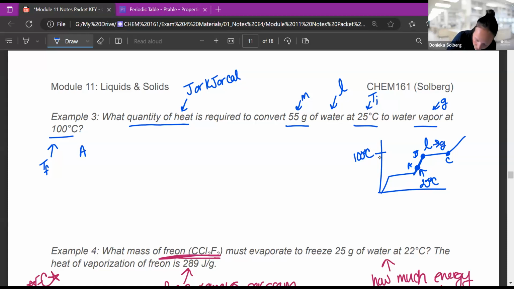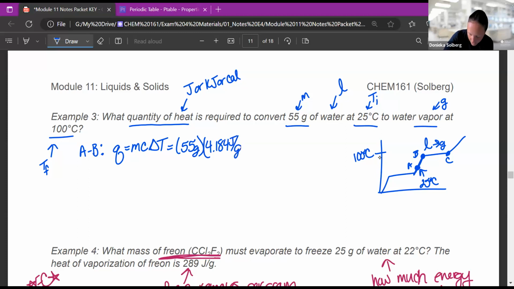Okay, so I'm going to do from points A to B first. I'm just labeling them that way, hopefully you can follow along here. So from 25 degrees Celsius to 100 degrees Celsius, this is just going to be Q equals MC delta T, because I'm just doing my temperature change. So Q equals M, I have 55 grams, times C. The C for water is 4.184 joules per gram degrees Celsius. They're both in grams, so that matches. And I'm going from 100 to 25 degrees Celsius, so that's 75 degrees Celsius is my delta T.